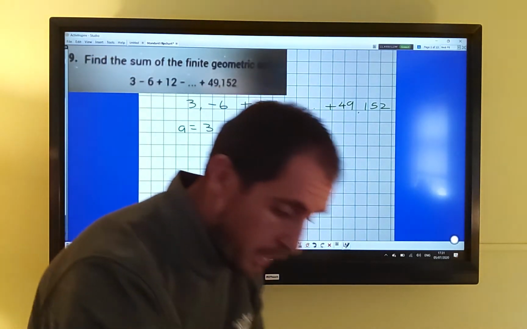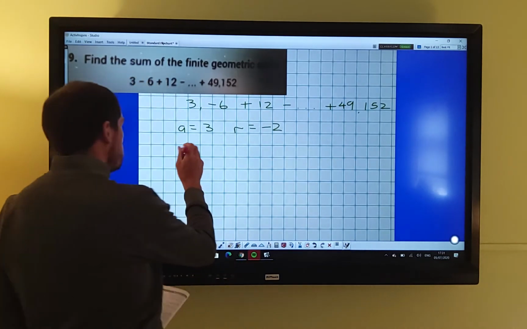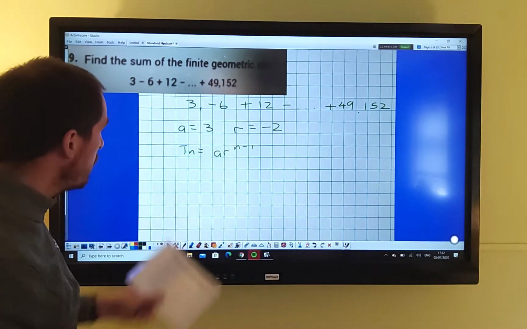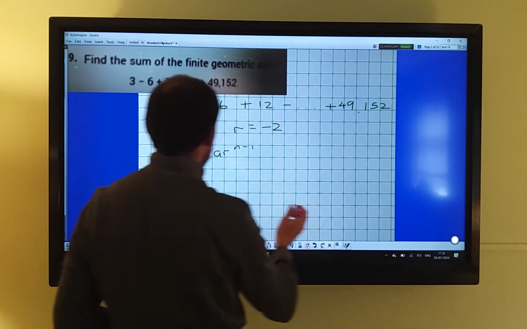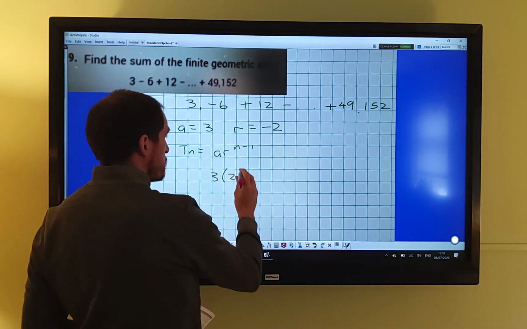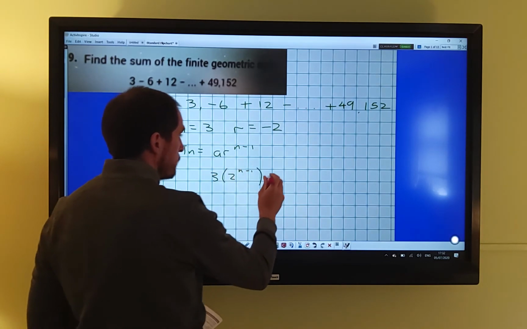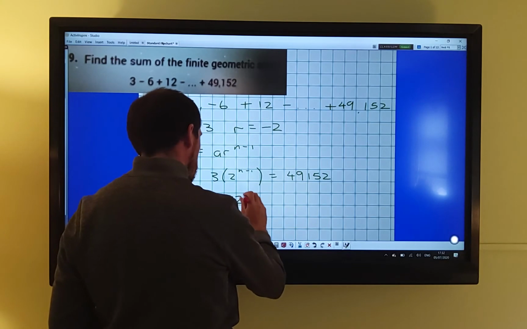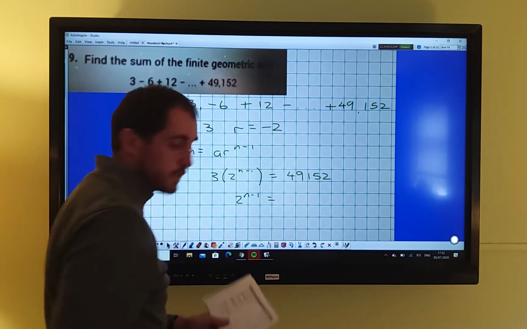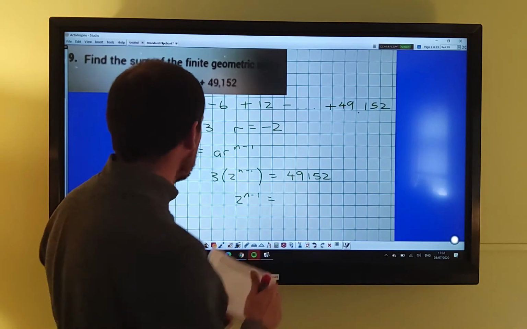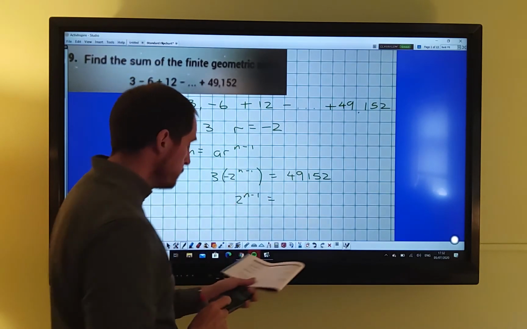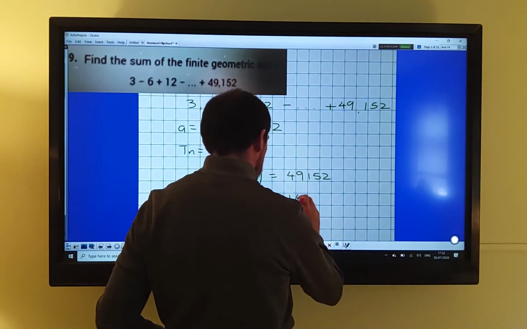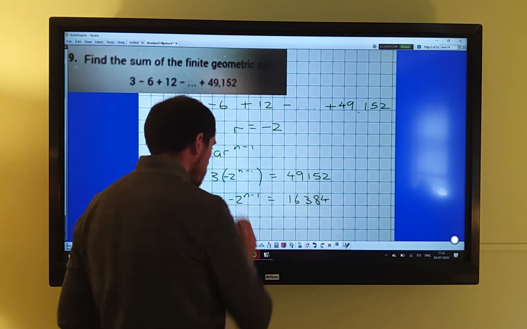So we use our formula then. Tn is equal to a times r to the power of n minus 1. Now we know that this is equal to 49,152. So it's going to be 3 times minus 2 to the power of n minus 1 equal to 49,152. So I can say that minus 2 to the power of n minus 1 is going to be equal to 49,152 divided by 3, which is 16,384. So here you use logs.